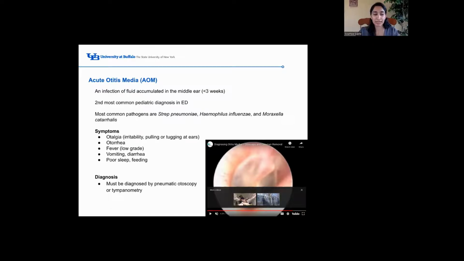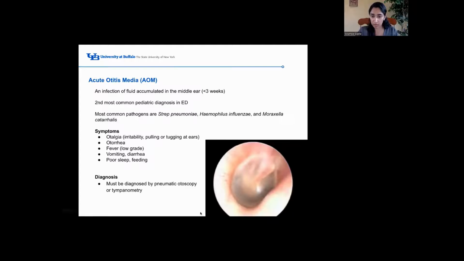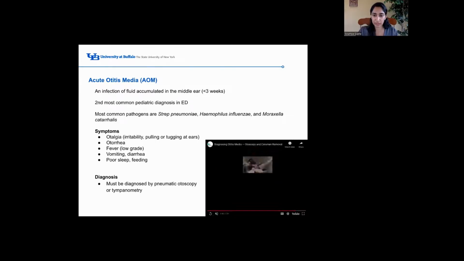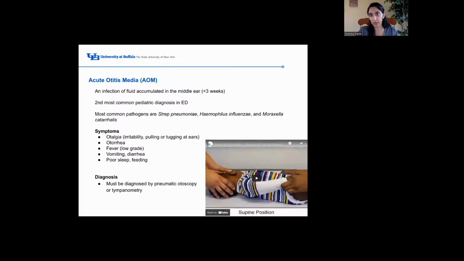So the symptoms can be pretty nonspecific. There's otalgia, which in children can present as irritability and pulling or tugging at the ears. And then there's also otorrhea, low-grade fever, vomiting, diarrhea, poor sleep, and poor feeding. And in order to diagnose this, you need to do pneumatic otoscopy or tympanometry. So this video starts off showing a normal pneumatic otoscopy exam. So you can see how mobile it is in comparison to AOM, where it's not moving nearly as much. So this is a good visual representation of what you would see for AOM.